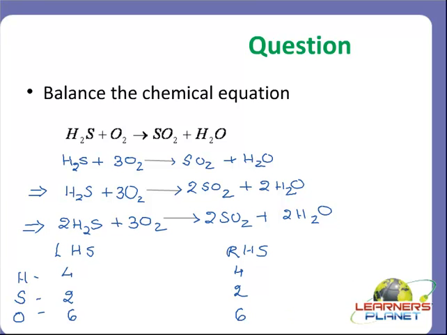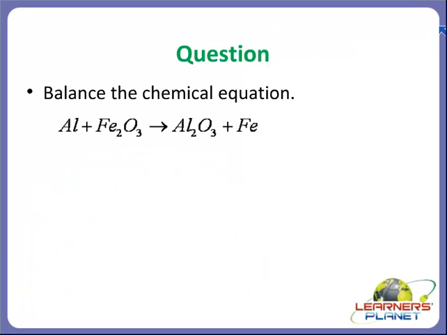Now let's take up our next question, children, which is again a balancing question. Balance the chemical equation. What are the reactants here, students? It is aluminium and Fe2O3. What do you mean by Fe2O3? Fe2O3 is iron oxide or ferric oxide. It is giving you aluminium oxide and iron.